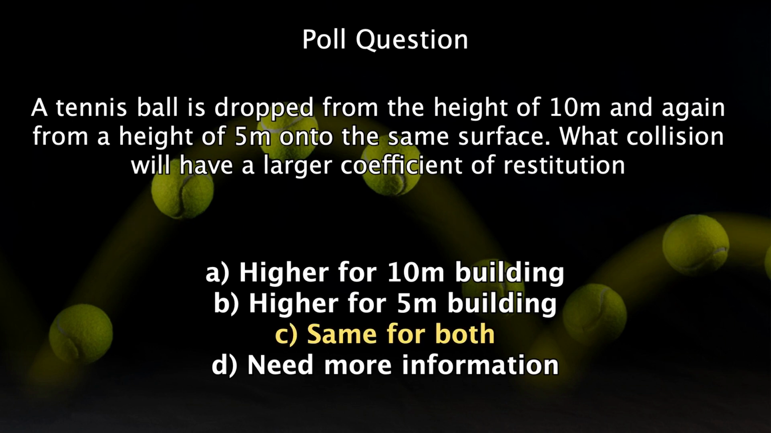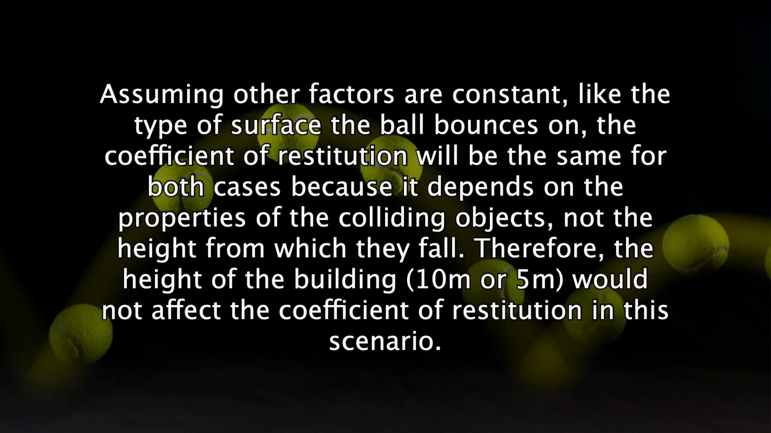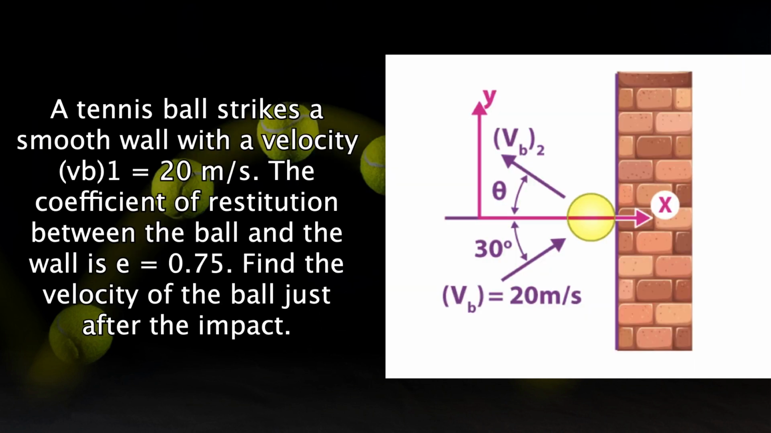The correct answer is C. It's the same for both of them. Why might that be? Assuming that other factors are constant, like the type of surface the ball bounces on, the coefficient of restitution will be the same for both cases because it depends on the properties of the colliding objects, not the height from which they fall. Therefore, the height of the building, 10 meters or 5 meters, would not affect the coefficient of restitution in this scenario. Alright, here's one final problem for you.